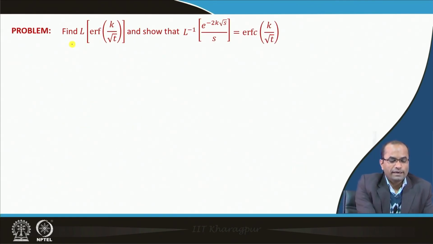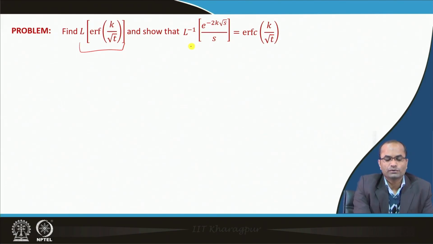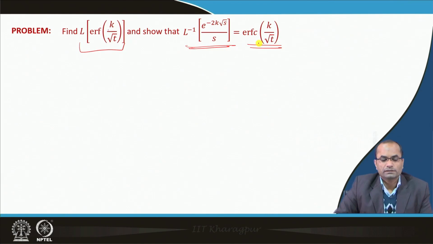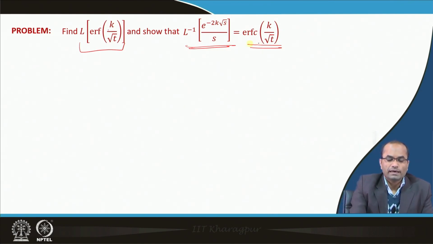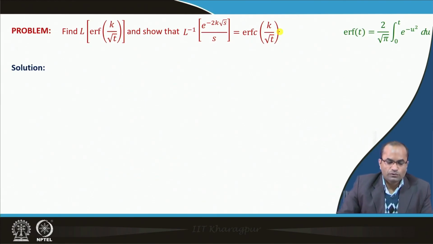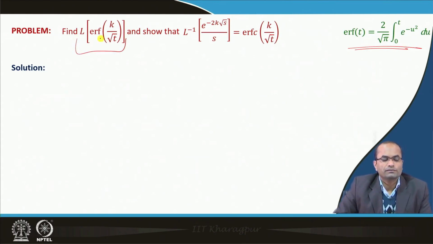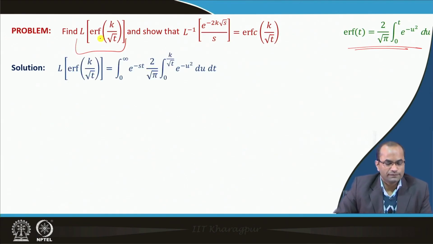Well, so we will now find the Laplace transform of the error function of k over square root t, and finally, we will show that after this computation, the Laplace inverse of e power minus 2 k square root s over s will be the complementary error function of k over square root t. So, coming to the solution, we know the definition of the error function, and we will apply this Laplace transform on the error function of k over square root t.